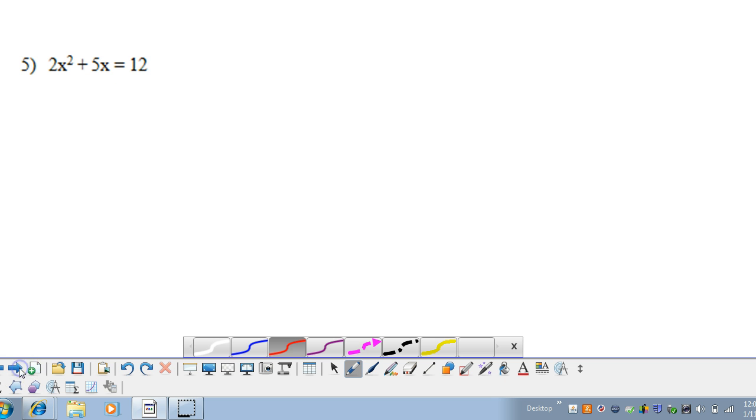Let's take a look at one last example to finish up here. Once again, in order to use the zero product property, we need to actually have 0 on one side of the equation, which we don't. So we're going to subtract 12 from both sides of the equation, and this will give us 2x squared plus 5x minus 12 equals 0.